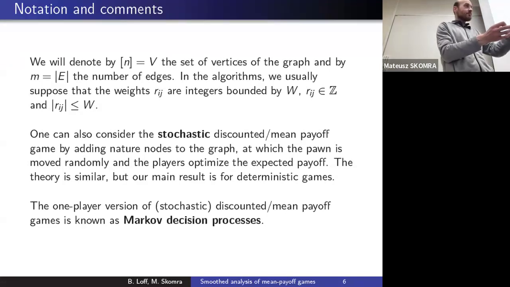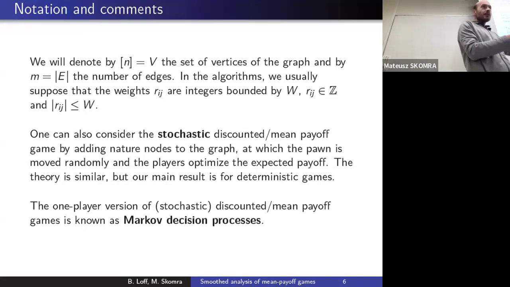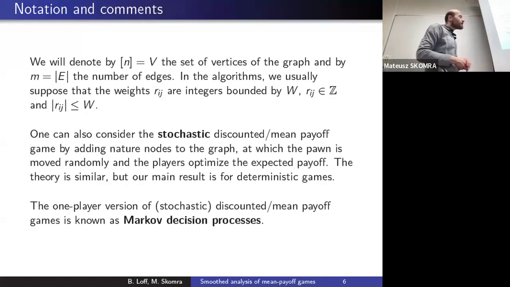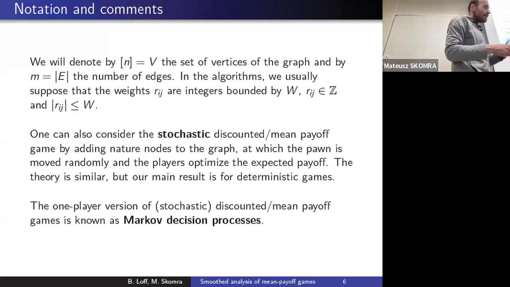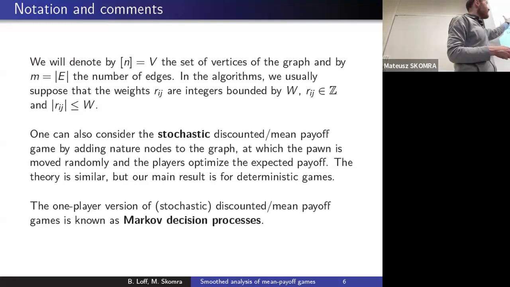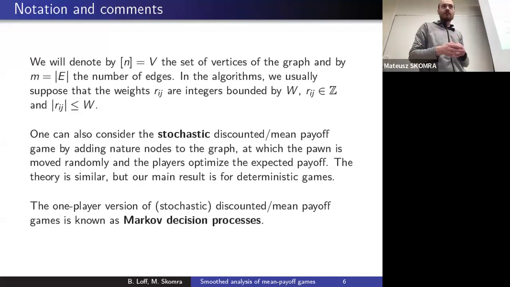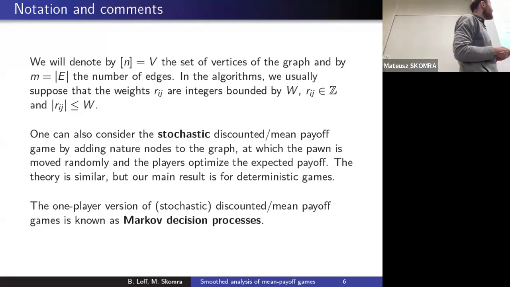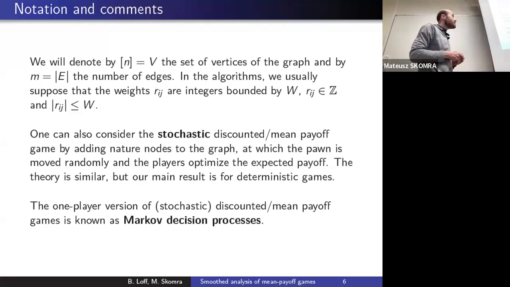So there is a fixed probability distribution at every node, and nature decides, right? So then, well, it makes kind of no sense to maximize your payoff in one path. It makes more sense to optimize the expected payoff. So what do you get in expectation? This is the so-called stochastic discounted and stochastic mean payoff games.